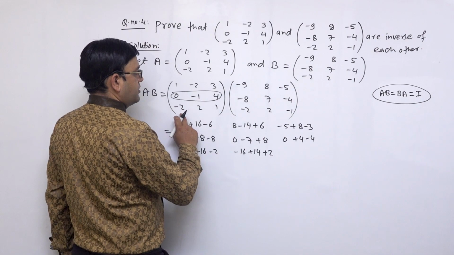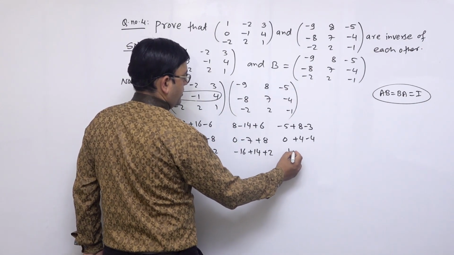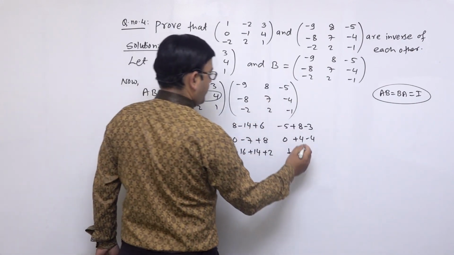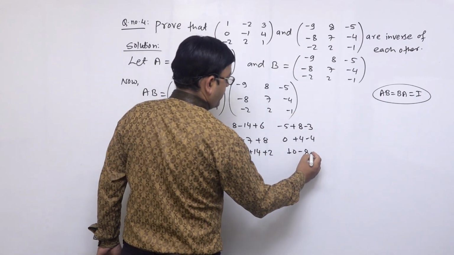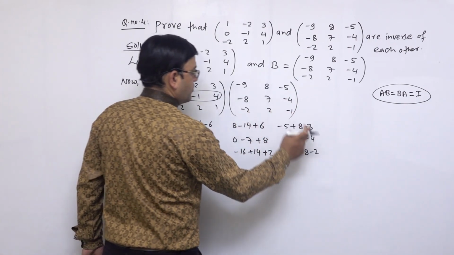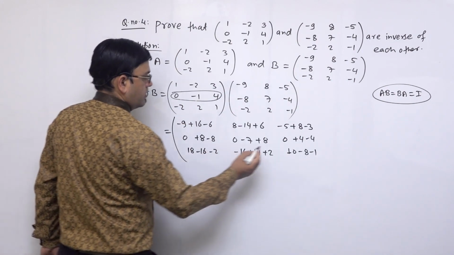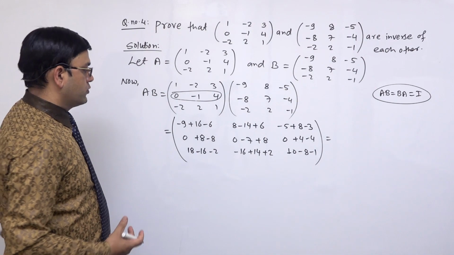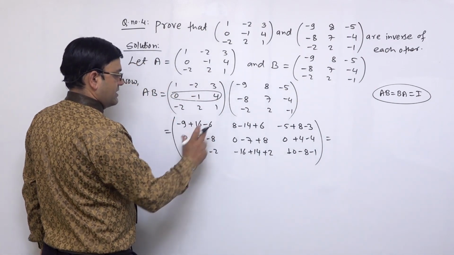Again we have minus 2 times 5, which is minus 10, so it's plus 10, and then 2 times minus 4 is minus 8, and then 1 times minus 1 is minus 2. Here is 1 times minus 1: 1 times minus 1 is minus 1. So this is the multiplication. Sometimes we will be confused while multiplying, so we have to be very careful with the sign.